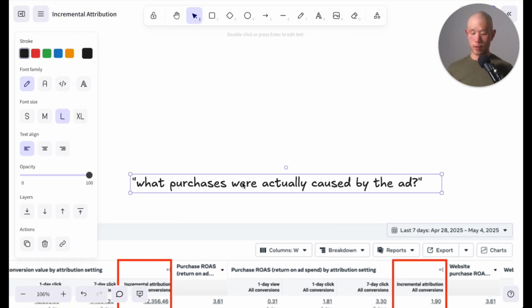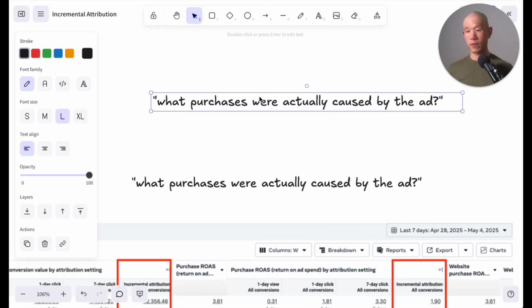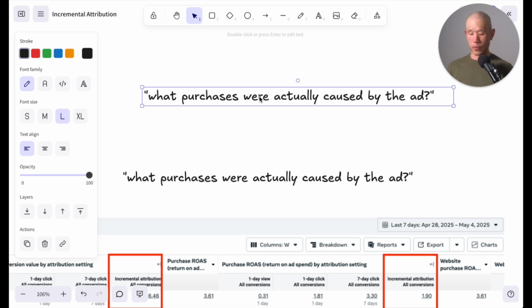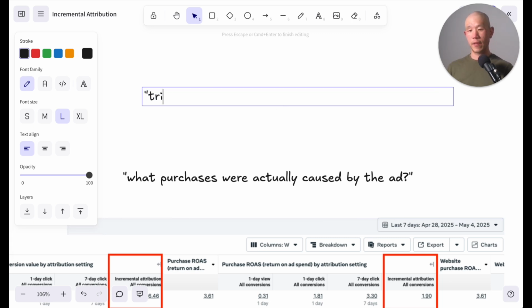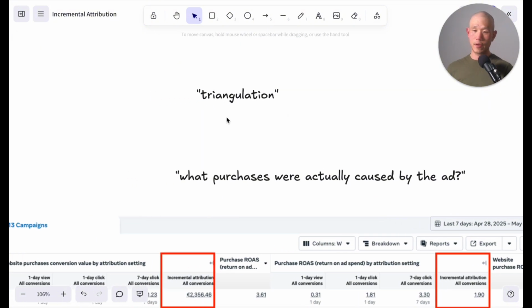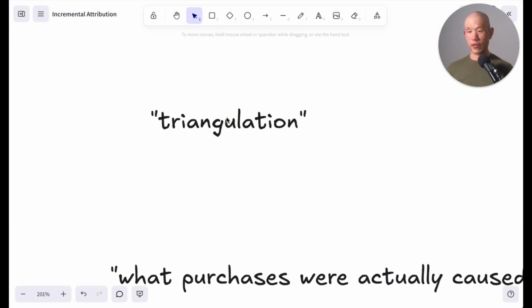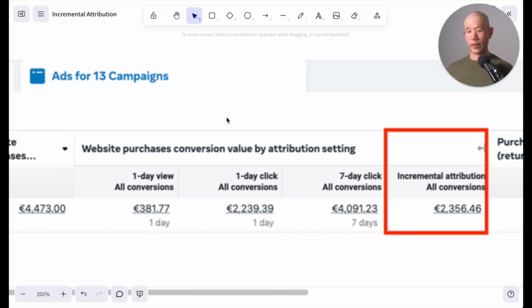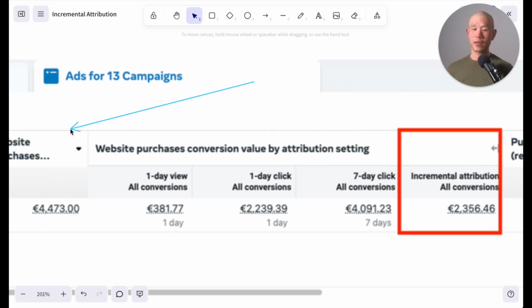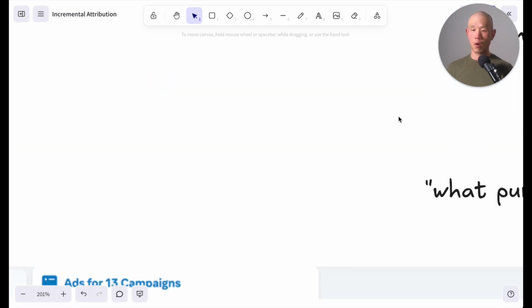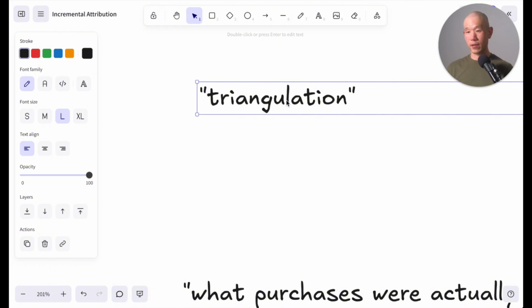There's a word that I think accurately represents the process that most of us have to use because none of it's a perfect science, and that is triangulation. You try to triangulate the data that you have access to. In this case, we have 1-day click, 7-day click, 7-day click, 1-day view, and now, thanks to the rolling out of this new setting, incremental. But we don't trust in any one single data point. Our role still requires triangulation.